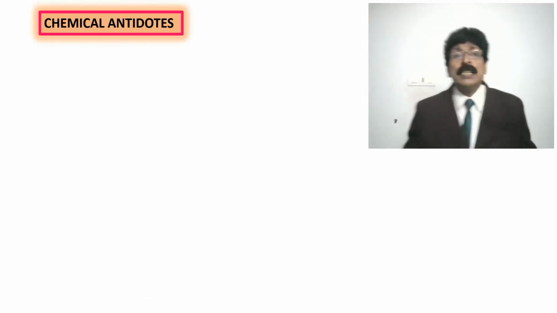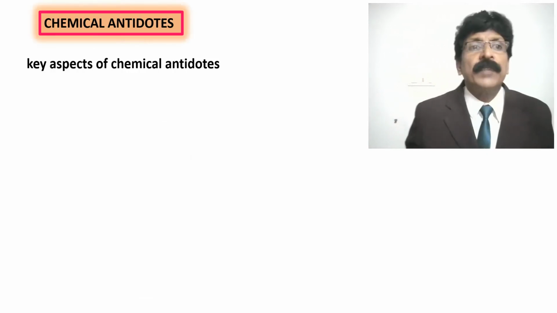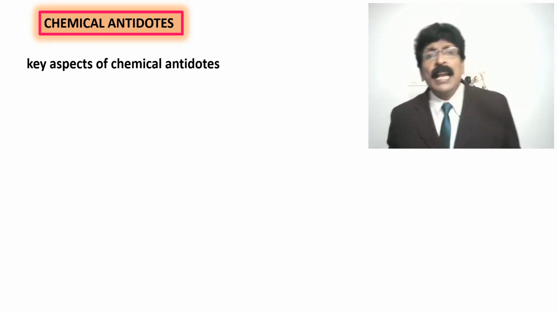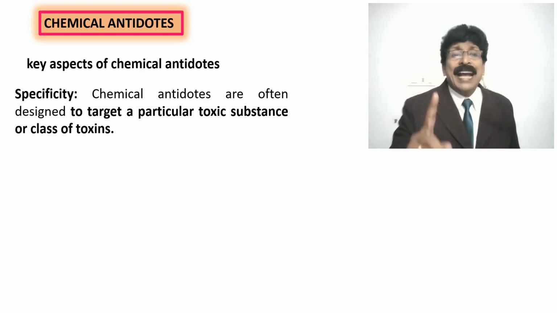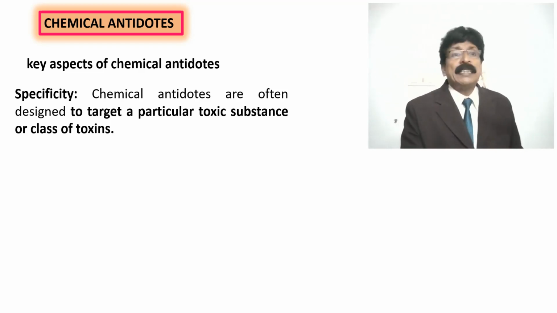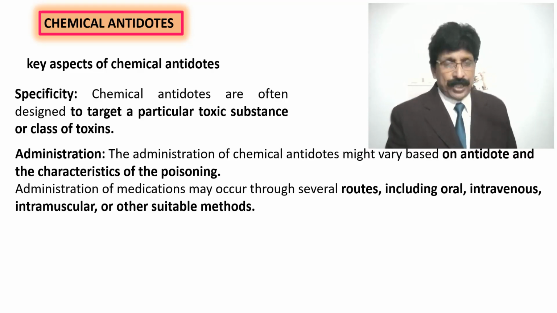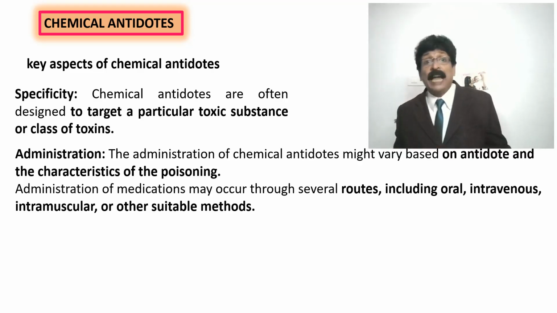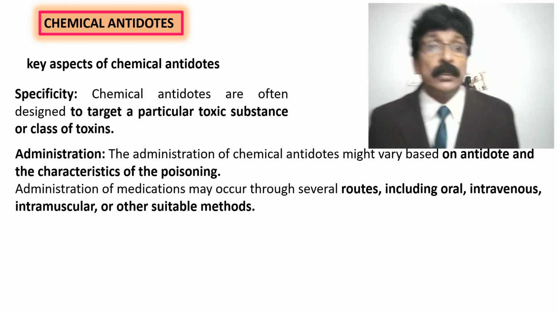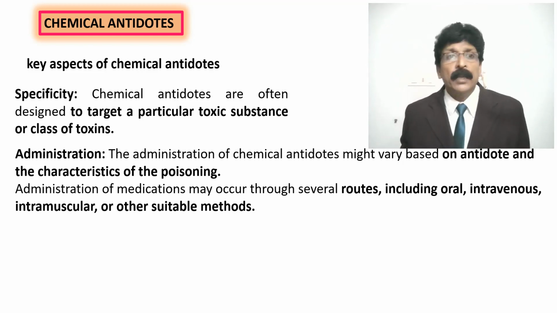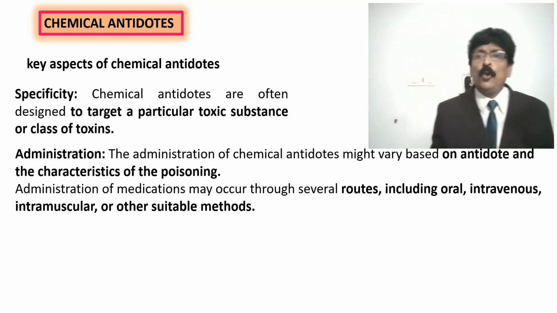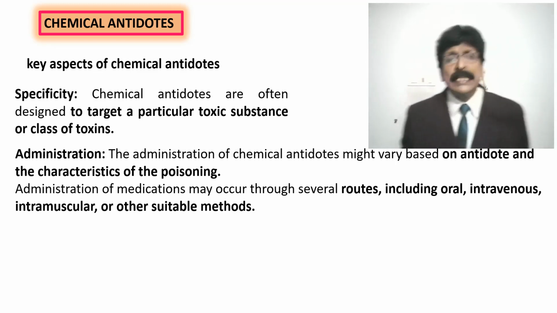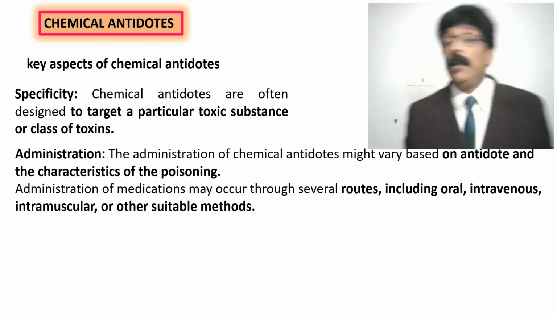Now we are coming to discuss the chemical antidotes. Key aspects of chemical antidotes. Specificity: chemical antidotes are often designed to target a particular toxic substance or class of toxin. Administration also differs. The administration of chemical antidotes might vary based on the antidote and the characteristic of the poison. Administration may occur through several routes including oral, intravenous, intramuscular or other suitable methods.